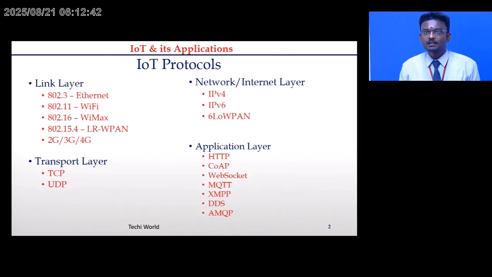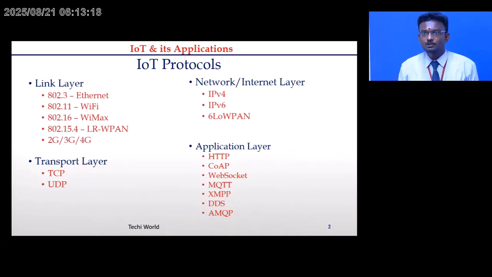In the link layer, the protocols available are 802.3, 802.11 Wi-Fi, 802.16 which is used for WiMAX, and 802.15.4 which is used for LR-WPAN, and 2G, 3G, 4G, and now the recent 5G protocols are also available, because the link layer basically deals with connection-oriented communication. So for that communication we can choose the protocols based upon our needs.